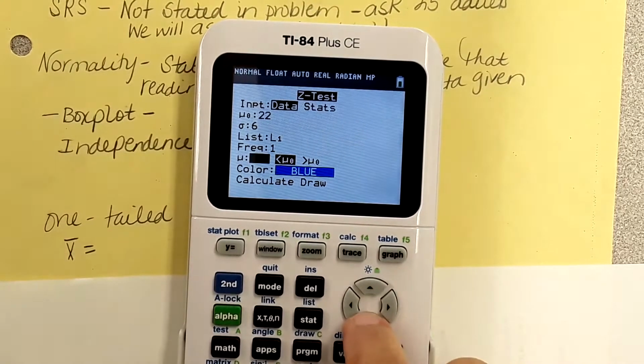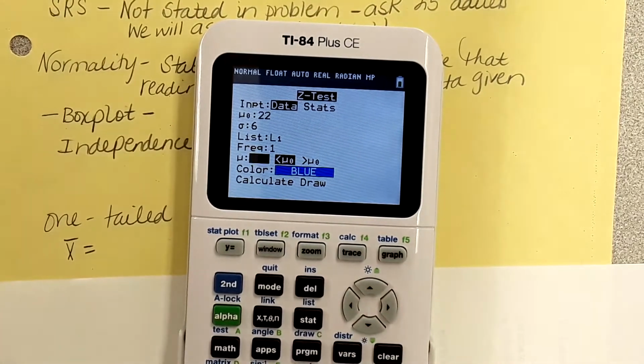Frequency is always 1. And then what is our alternative? Did we say it was equal? Did we say it was not equal to 22? It was greater than 22 or less than 22? So we're going to pick the one that says greater than. And then hit calculate.